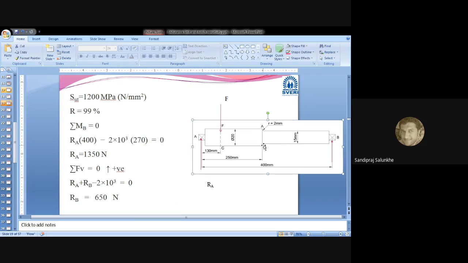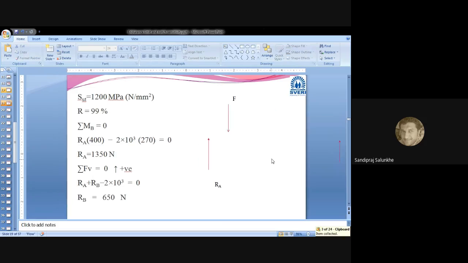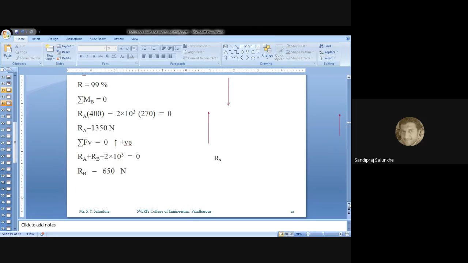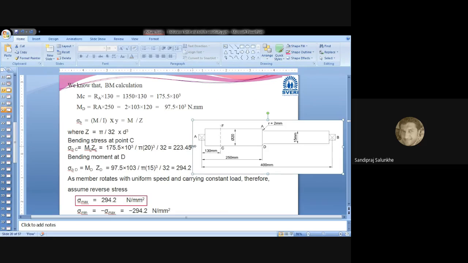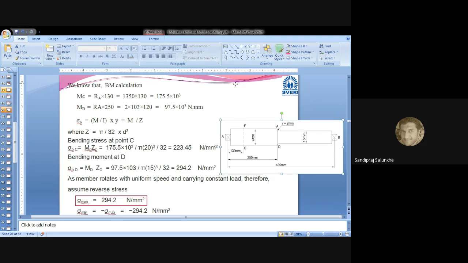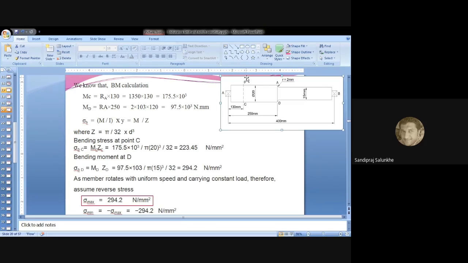From this, we are going to move further. Once you have calculated RA and RB, we can calculate the bending moment. As far as this diagram is considered, where will the bending moment be maximum? Will it be at the point where the force is acting, at point A where the cross section changes, or in the entire part from A to B?